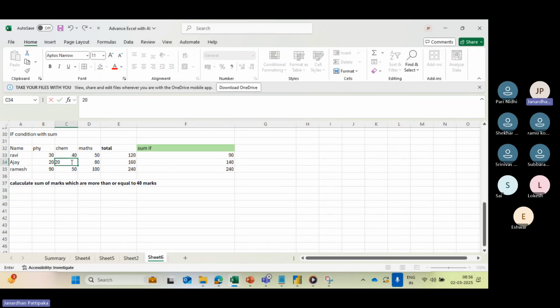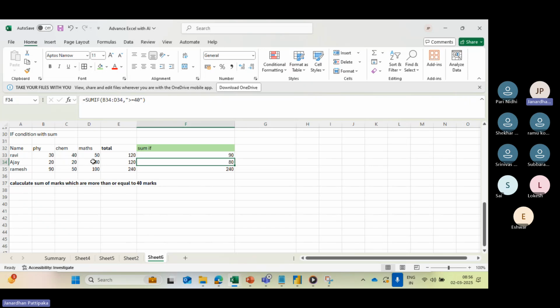This I will change to 20. Now your value will change. See here, for calculating the total, 20 plus 80, it is 100. But SUMIFS greater than or equal to 40. Here, this is greater than or equal to 40. It is not satisfied, so it will not count.